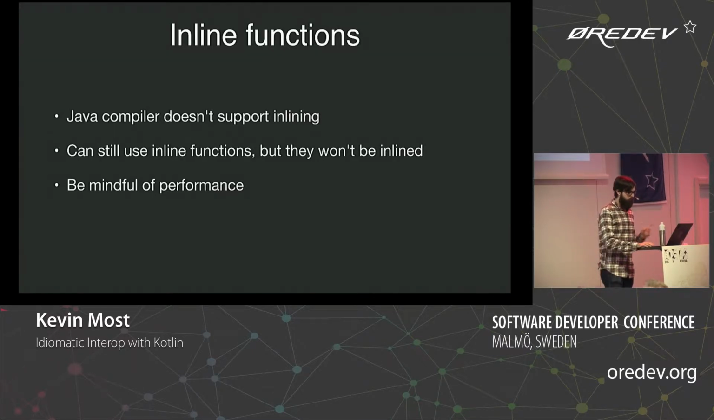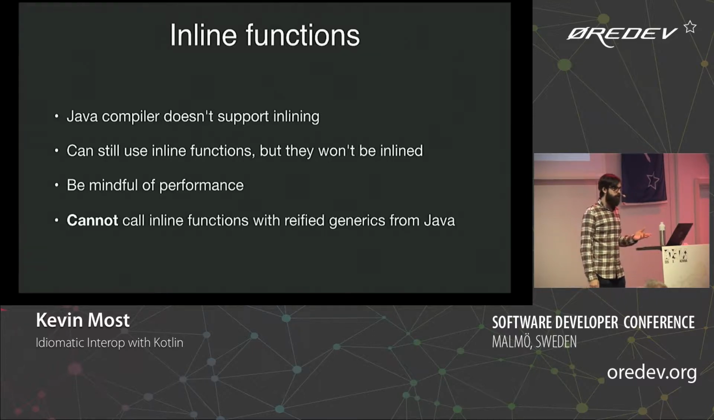But there is one other limitation on inline functions as well. So if your inline function has a reified generic, it actually can't be called from Java. And that makes sense because there are no reified generics on the JVM. The only reason that reification is actually working is because when you inline, you're kind of just taking the concrete type that you would call that reified generic with and replace all those type parameters with that actual class. So reified generic functions don't work at all in Java.